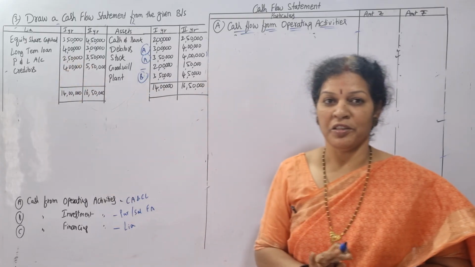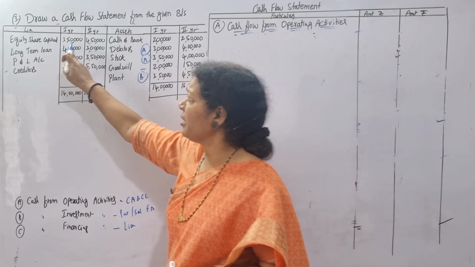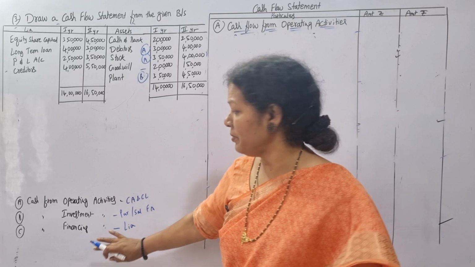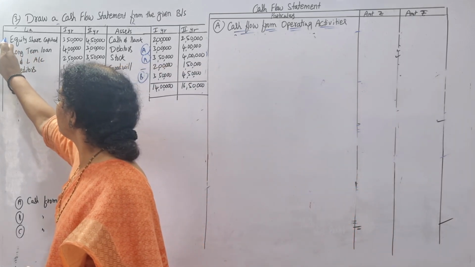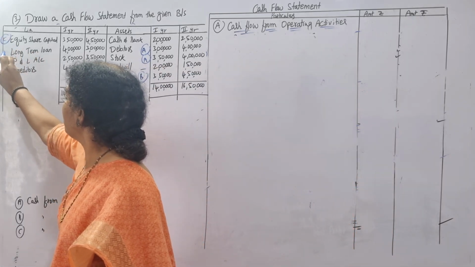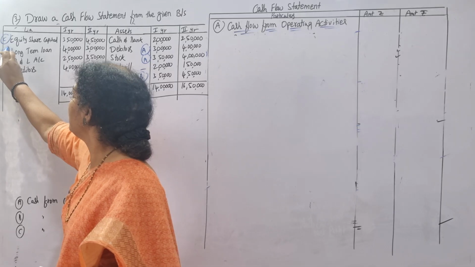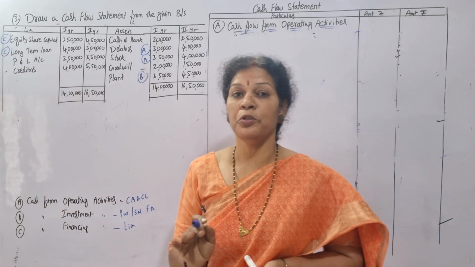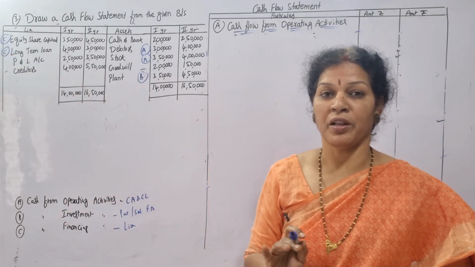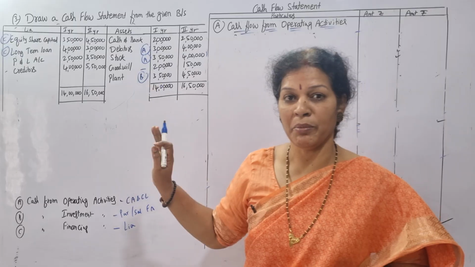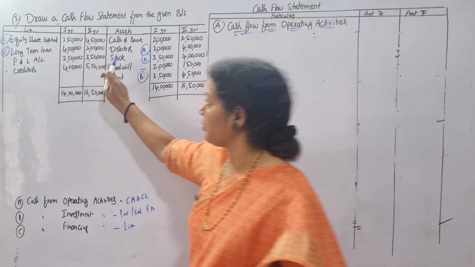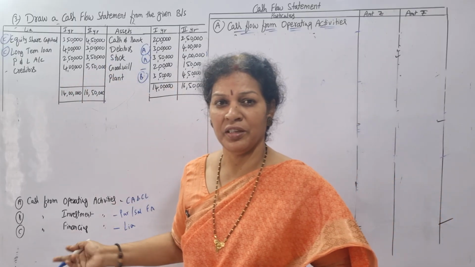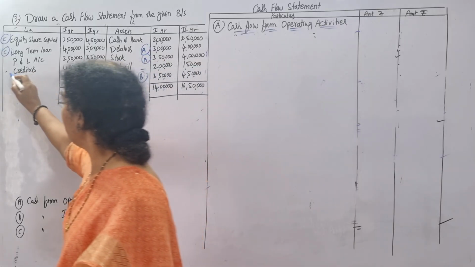Now coming to the liability side, it's very clear. Equity share capital means financing activities. Long-term loan also financing activities. Profit and loss account, you are going to open the adjusted profit and loss account. There we are going to take the opening balance and closing balance of the profit and loss account. And creditors, anyhow it's a current liability, comes under the operating activities.